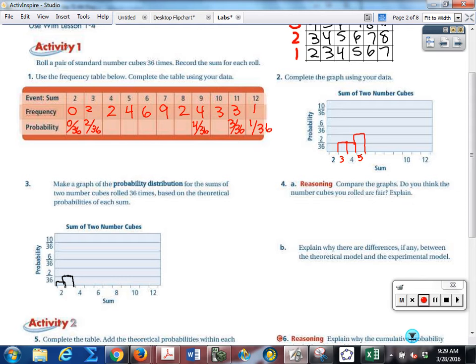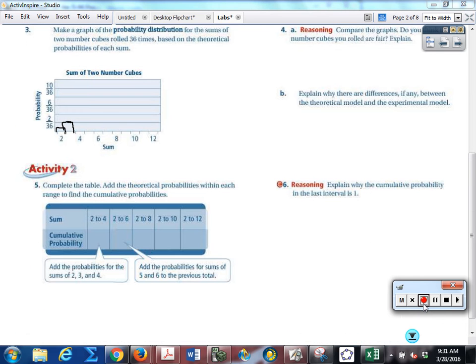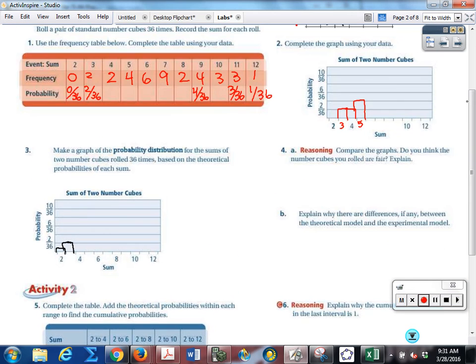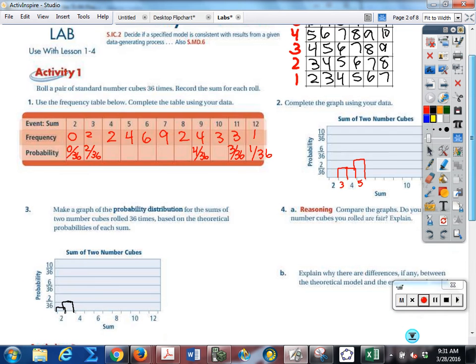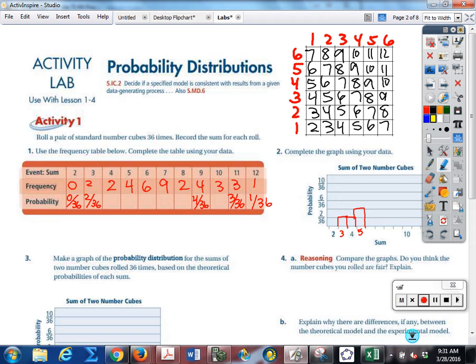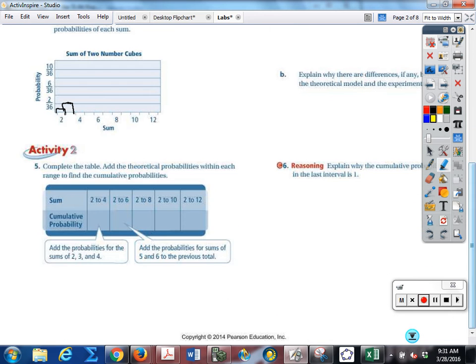Here, when you get down to here, based on the theoretical probabilities, it's saying what's the probability of rolling a sum of 2 to 4? Well, you need to come up here and look and say the probability that I rolled a sum that's between 2 and 4 is, add these up, 6 out of 36. So you come down here and you write 6 out of 36.